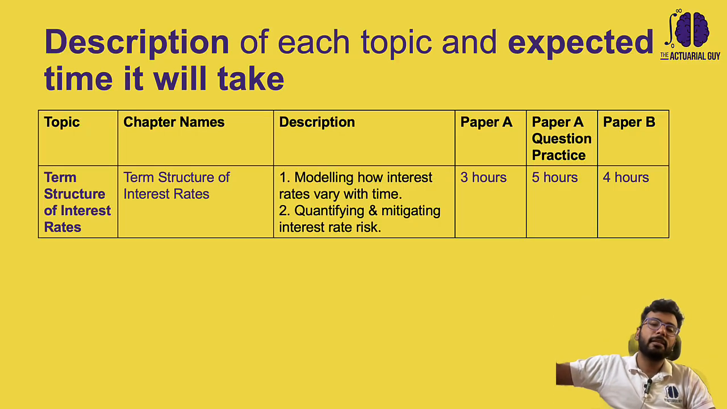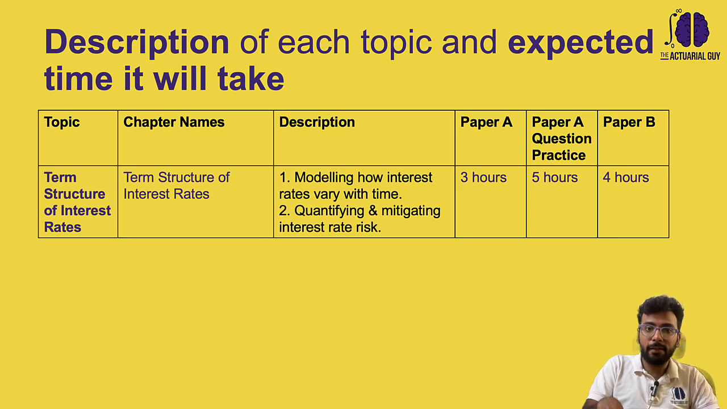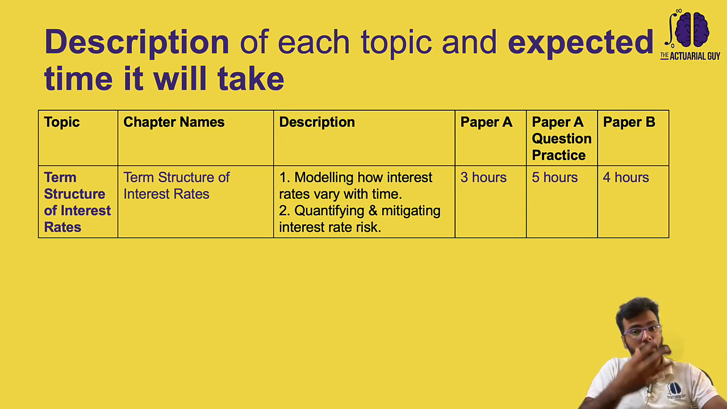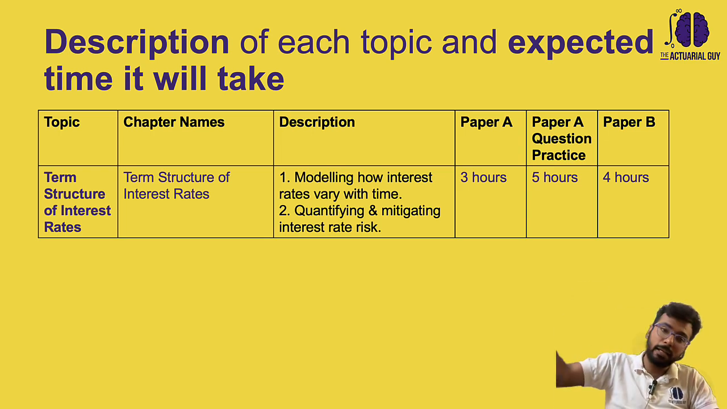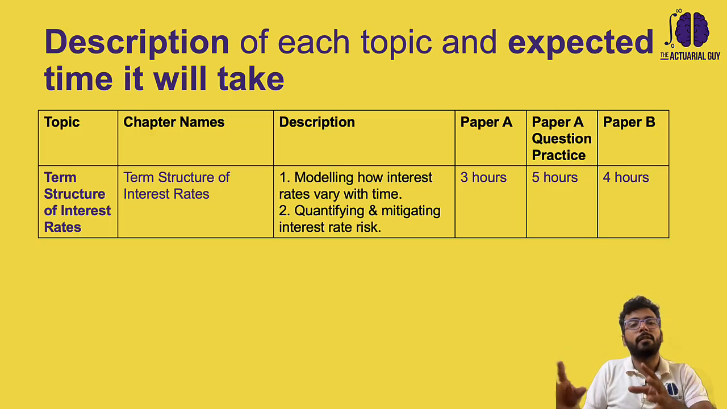So if it varies, how do you model it? That's the idea. And we also talk about quantifying and mitigating interest rate risk. So if interest rate varies, how does it affect my business? What is the risk that I face as an insurance company, because actuaries work a lot in insurance companies, as financial institutions? So how do you manage this risk?